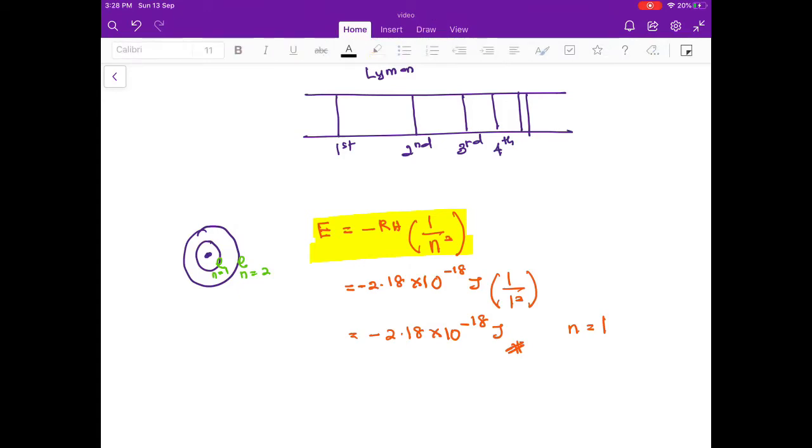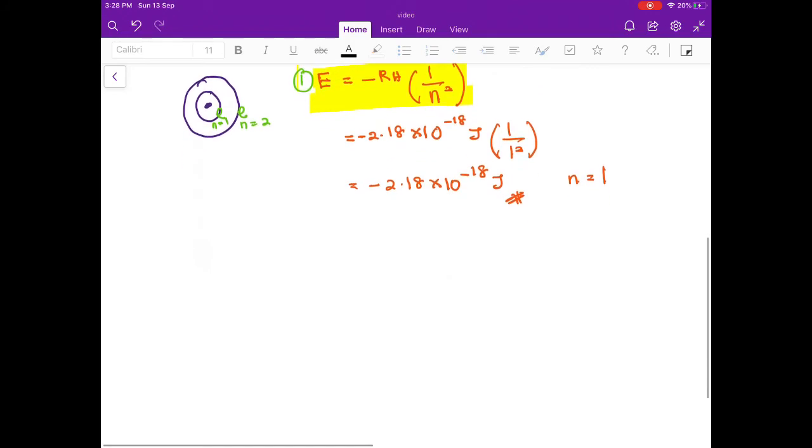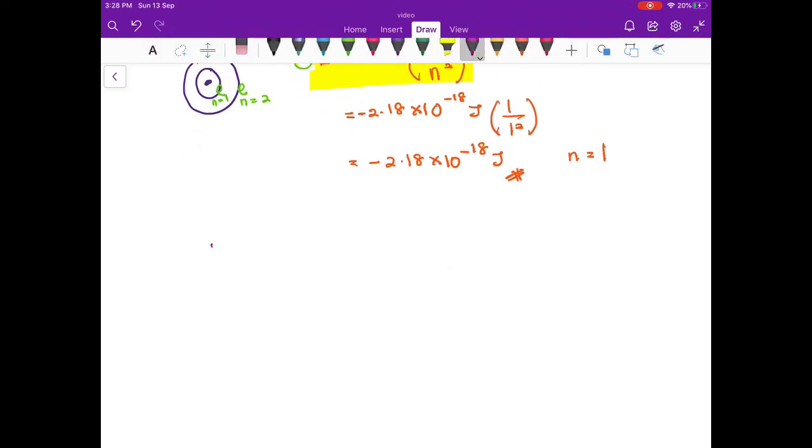The second formula is how much energy is produced or released when an electron moves from one energy level to another energy level. For that, we will use the Rydberg equation, which is for transition energy. Delta E, which is the change in energy, equals RH (1/n_initial² − 1/n_final²). In this case, we use initial and final because the energy is absorbed when the initial is lower than the final, and the energy is released when the initial is higher than the final.